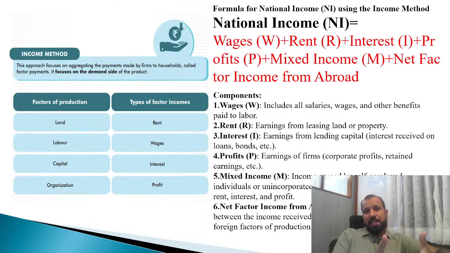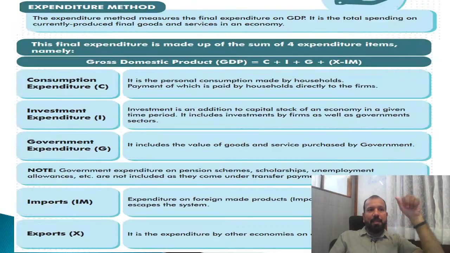Wages, rent, W plus R plus interest, what we are paying, what we are getting, profits by the corporates, mixed income, net factor income from abroad. These are the components of the income method. Whatever wages you are paying, whatever wages the people are getting: wages plus rent plus interest plus profit plus mixed income plus net factor income from abroad. Net factor means export minus import. This is called the income method.